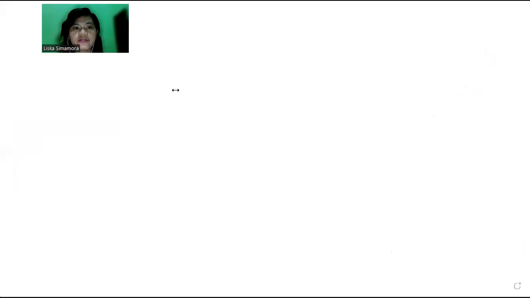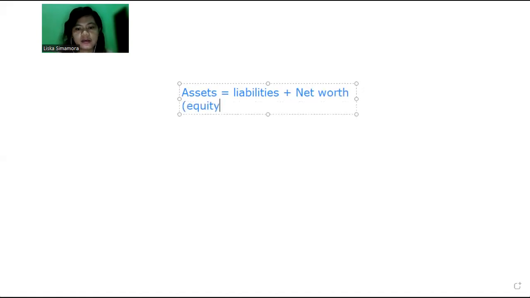Previously, we have the formula like this: assets is the liabilities with net worth. Also, we say it as equity. Okay, but now we want to define the net worth.